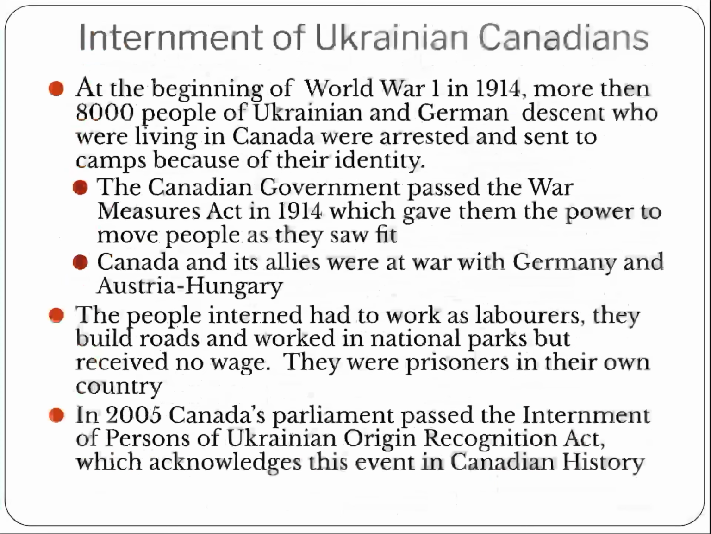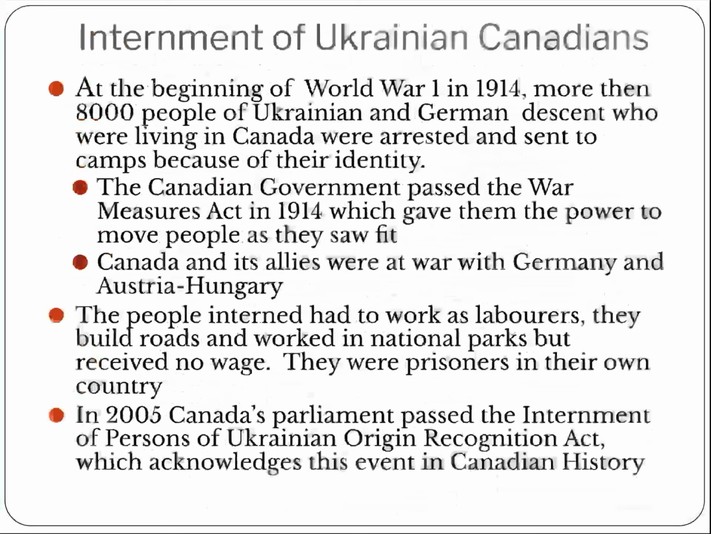Next thing we're going to talk about is the internment of Ukrainian Canadians. Okay, so again, think about this. Your charter, there's no charter. There's nothing to protect your individual rights. The government has power. So at the beginning of World War I in 1914, more than 8,000 people of Ukrainian and German descent who were living in Canada were arrested and sent to camps because of their identity.